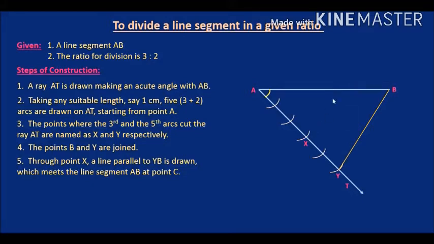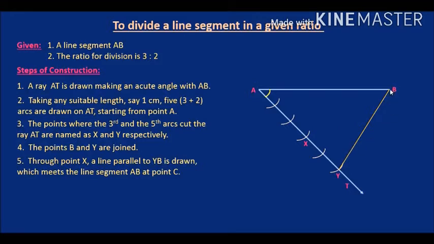Why take the point C? Why don't we join X and B? Because if you join X and B, we are unable to obtain the ratio 3:2. That's why we take another point and simply make a parallel line at the point X, parallel to your BY. So how to draw the parallel line? You studied this in earlier classes. How to draw the parallel line?